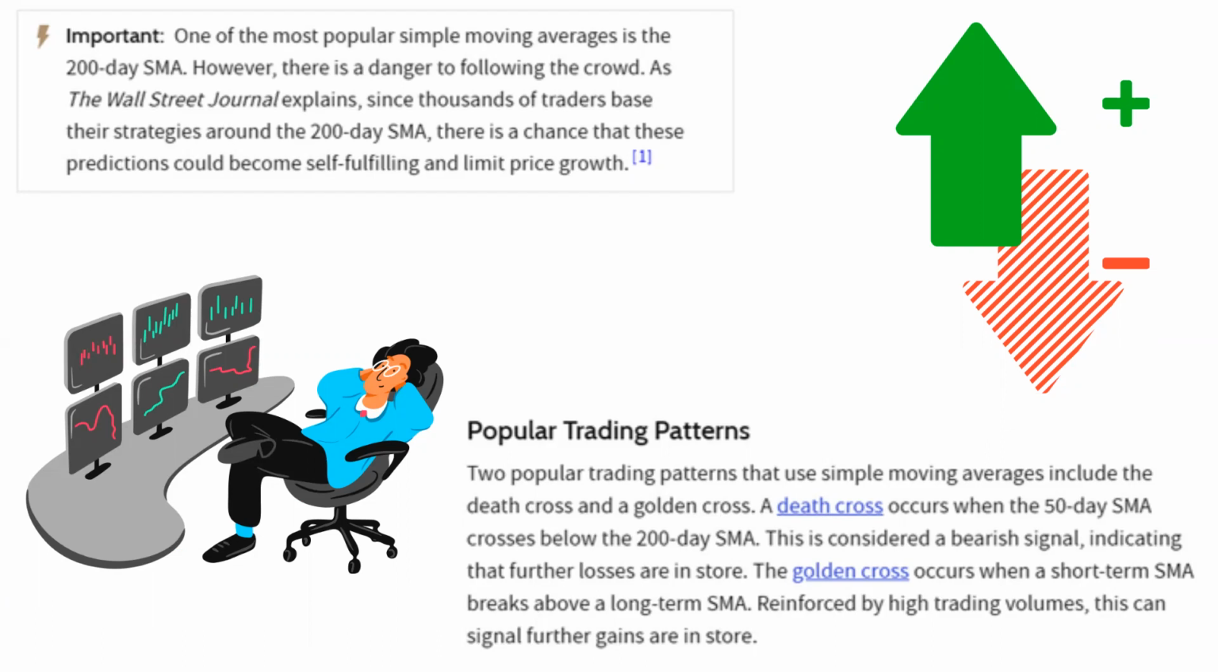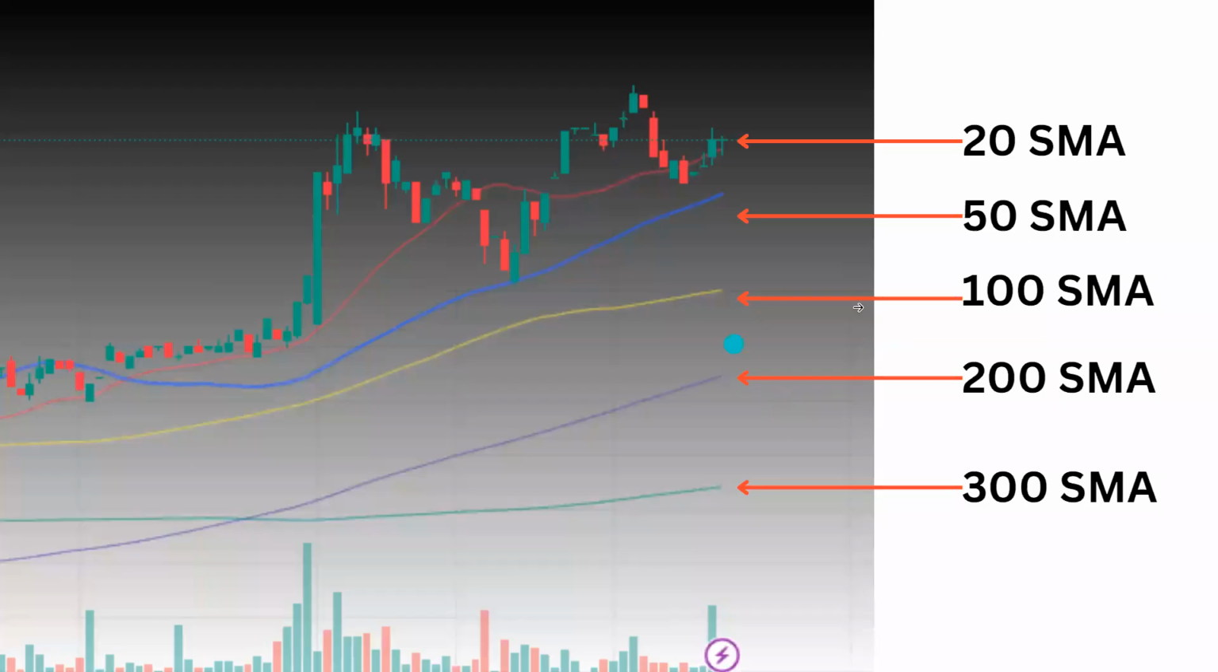Reinforced by high trading volumes, this can signal further gains are in store. Now, these are some of the most common ones that people are going to use. We have the 20 SMA, that would be this red line right here, the 50 SMA, the 100 SMA, the 200 SMA, and the 300. So most people choose from one of these. There are a few others that we'll get into that you can use for some particular trading strategies. But yeah, these are some of the most commonly used.